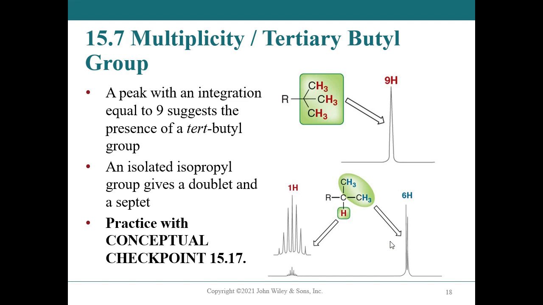One comment with the isopropyl: this assumes, for your 6-hydrogen doublet, that R is achiral. If R is chiral, then these methyl groups will not be equivalent, and you'll actually see 2 doublets, 2 3-hydrogen doublets. In fact, this semester you're going to be doing a Grignard reaction. You're going to have a chiral product. It's going to be a racemic mixture, but it is a chiral alcohol, and it does have an isopropyl group on it, and they show up distinct.